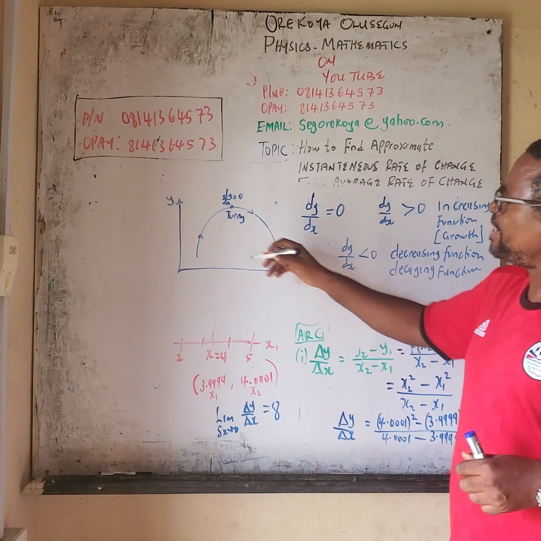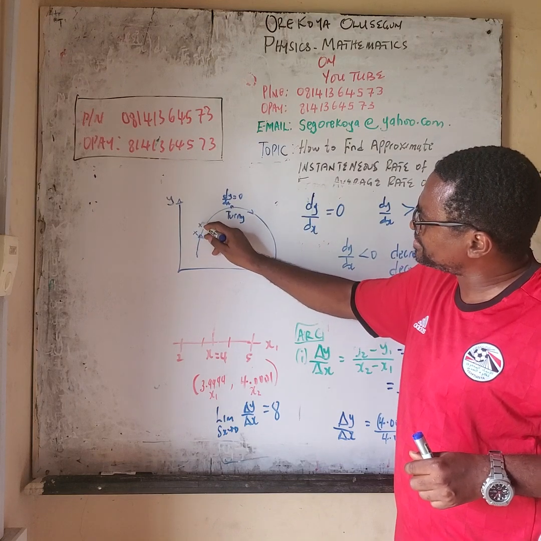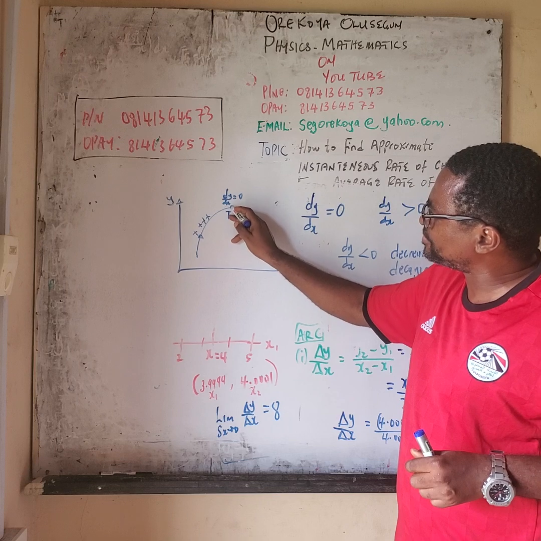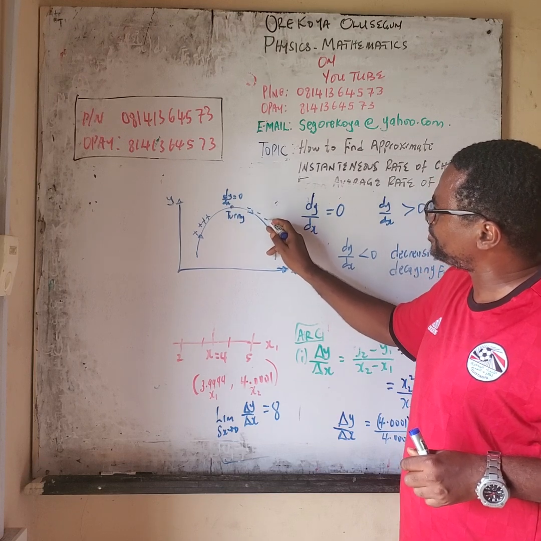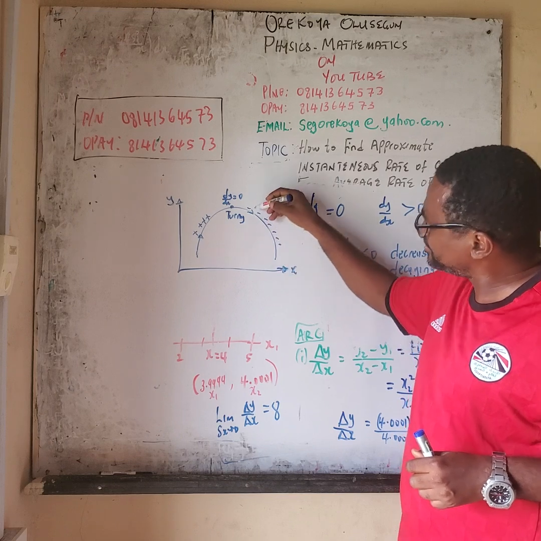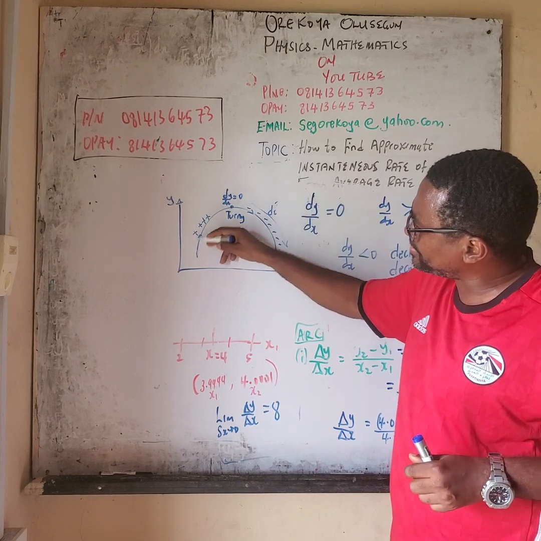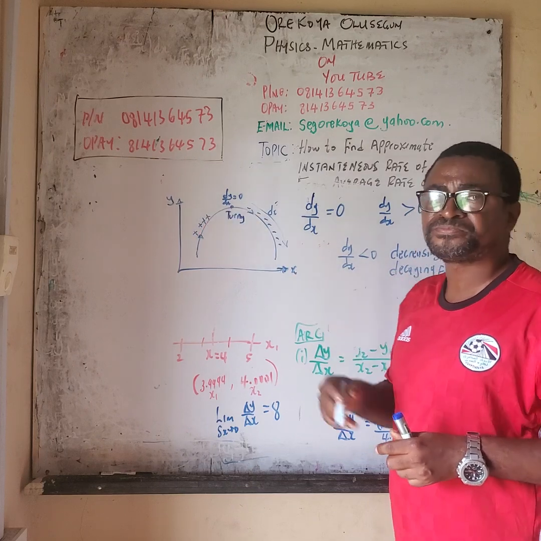So here, the value of dy/dx will be positive because the value keeps on increasing. Here it is equal to 0. Here the value is decreasing, so here it is negative. This particular side is for the decaying, and this particular side is for the growth.